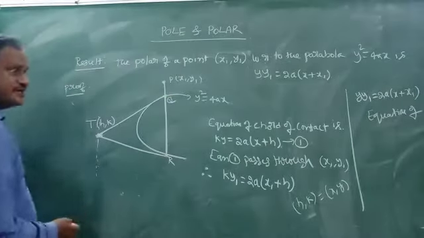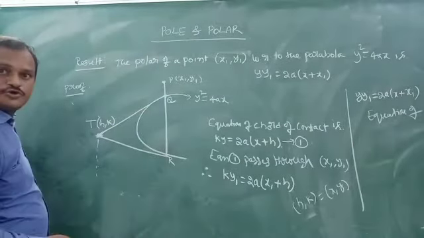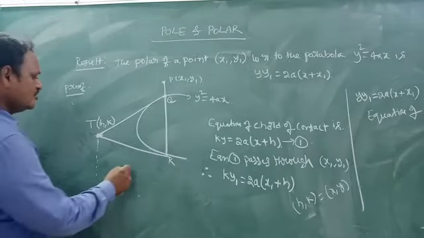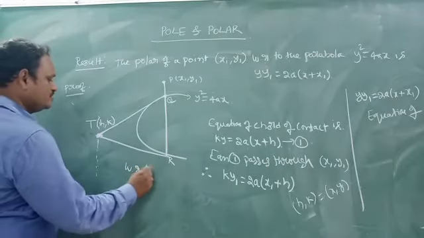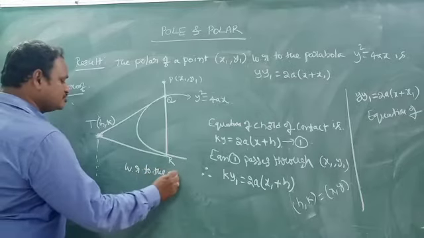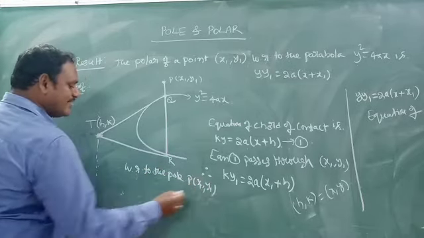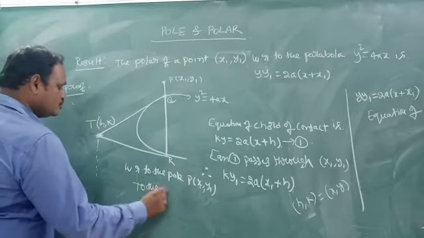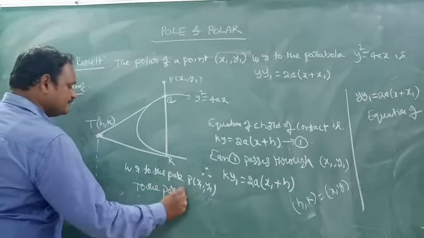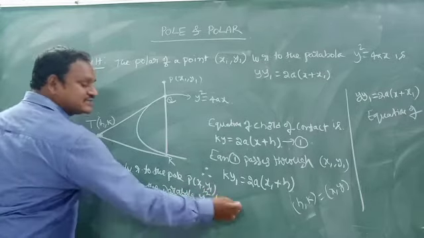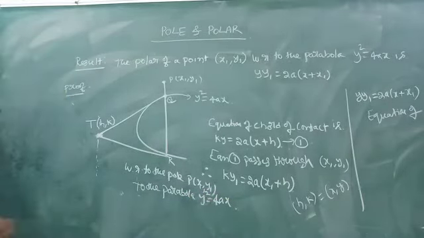What I am trying to tell you is y1 is equal to 2a into x plus x1 we have got. That is the equation of the polar with respect to the pole P x1 comma y1 to the parabola y square is equal to 4ax. So like this, right? Is it clear, my dear students, how we have got it?